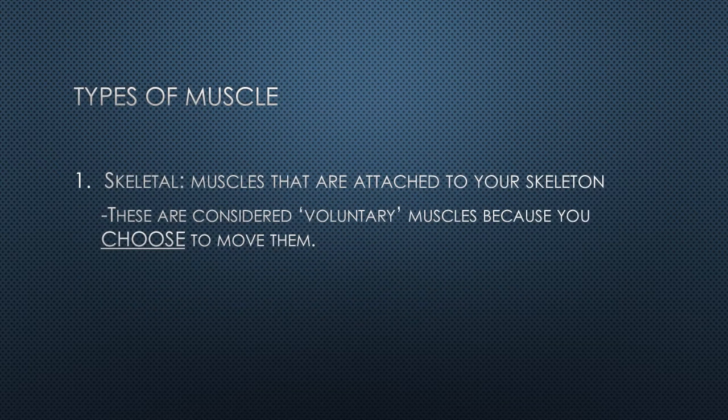There's a couple types of muscles. The first type are skeletal muscles. Skeletal muscles are muscles that are attached to your skeleton. These are considered voluntary muscles because you choose to move them. So something that is voluntary is something that you choose to do.